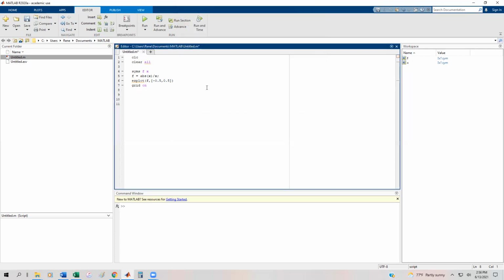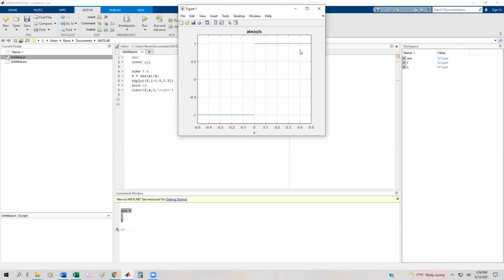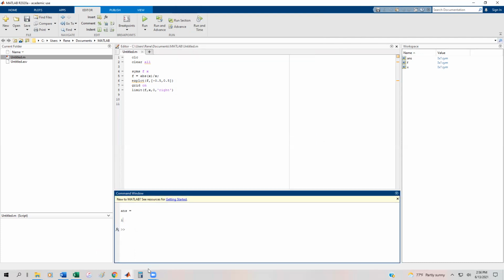So we can take the limit of f in terms of x as it approaches 0 from the right. All right, and if we execute that, the output is 1. All right, so the right-hand limit by looking at the graph is 1, which is substantiated by the graph as well as the analytic value.